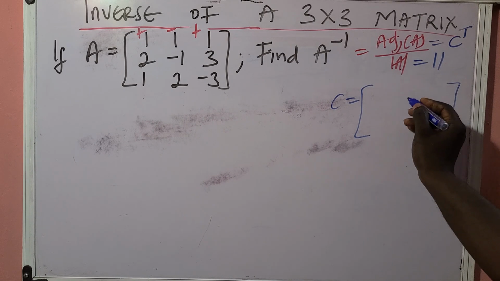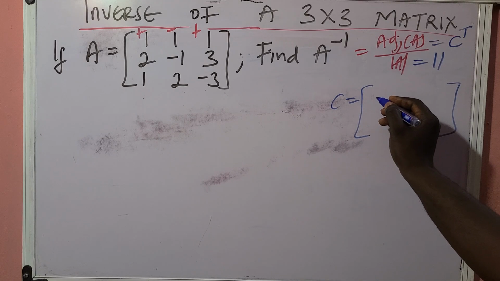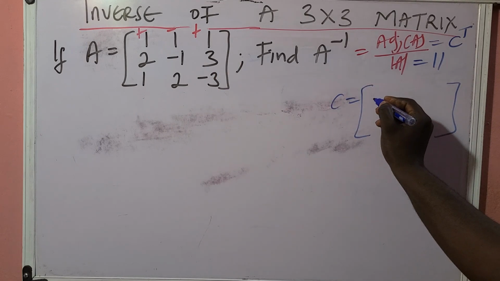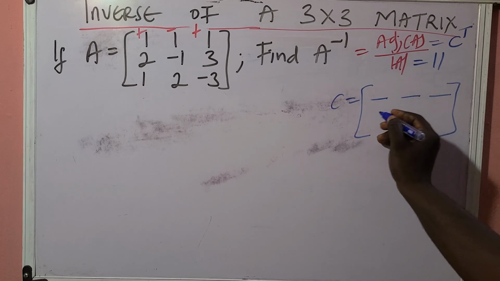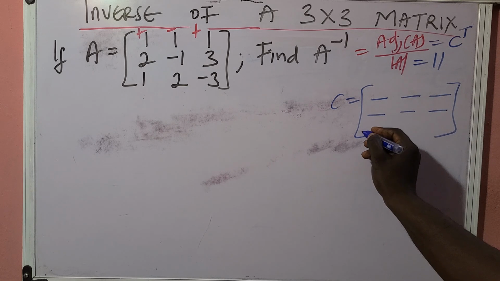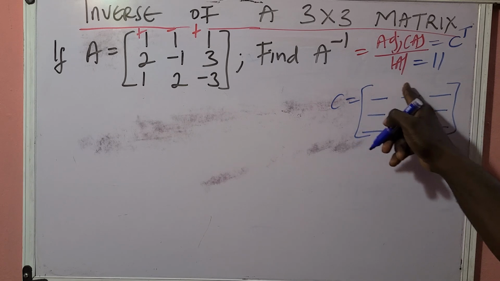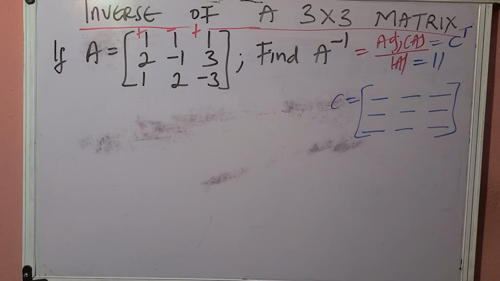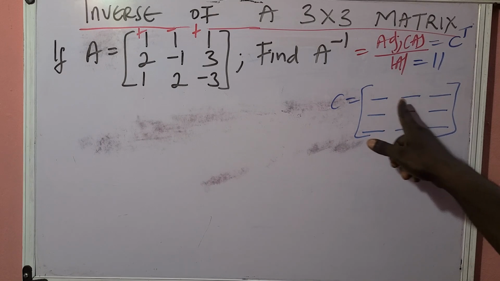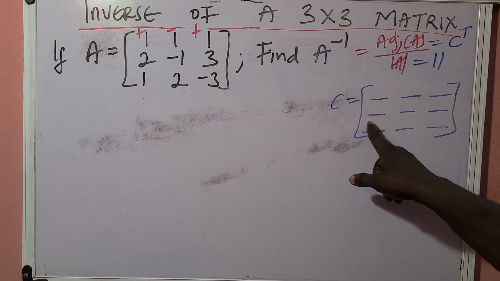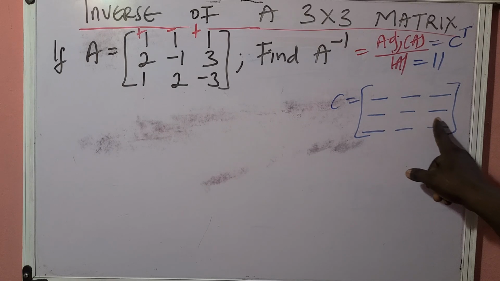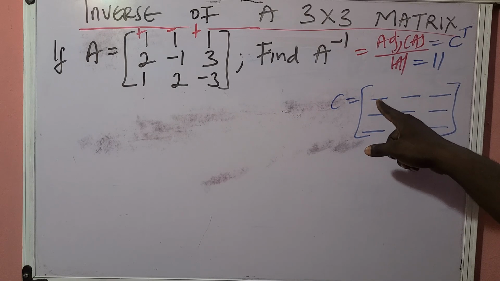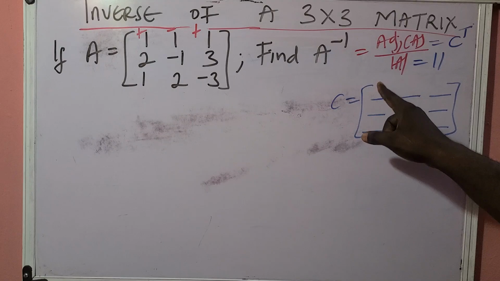So we have different elements here in the cofactor matrix we want to fill. Since this is a 3 by 3 matrix, our cofactor will also be a 3 by 3 matrix. So we want to go on to fill this value. This is C11, C12, and C13, and so on, C21, C22, C23, C31, C32, C33. All I'm doing there is just putting a name to them using their rows and columns.